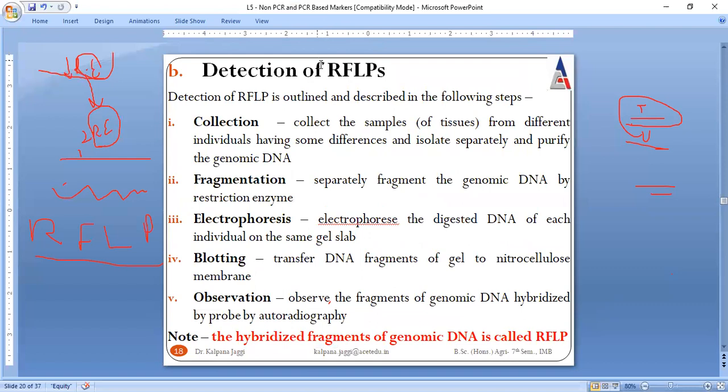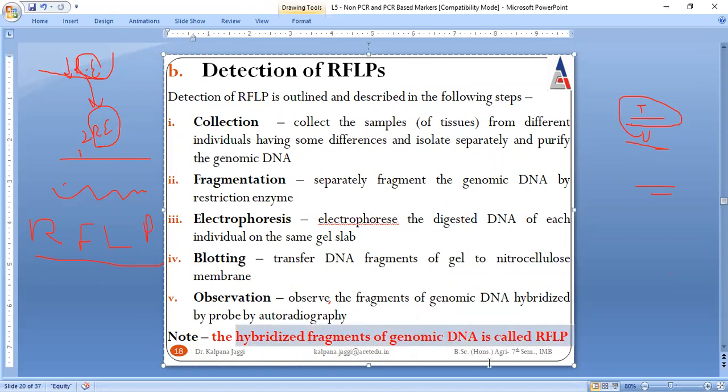Second, these are used for the detection of RFLP. In the detection of RFLP, this I have also told you, first of all you need to collect the sample, then it is fragmented, then electrophoresed and blotted, that means Southern blotting, where it is transferred onto the nitrocellulose, and fragments can be observed by hybridizing with the probe and seeing it under autoradiography, right? Very important: those fragments which get hybridized are said to be restriction fragment length polymorphism.